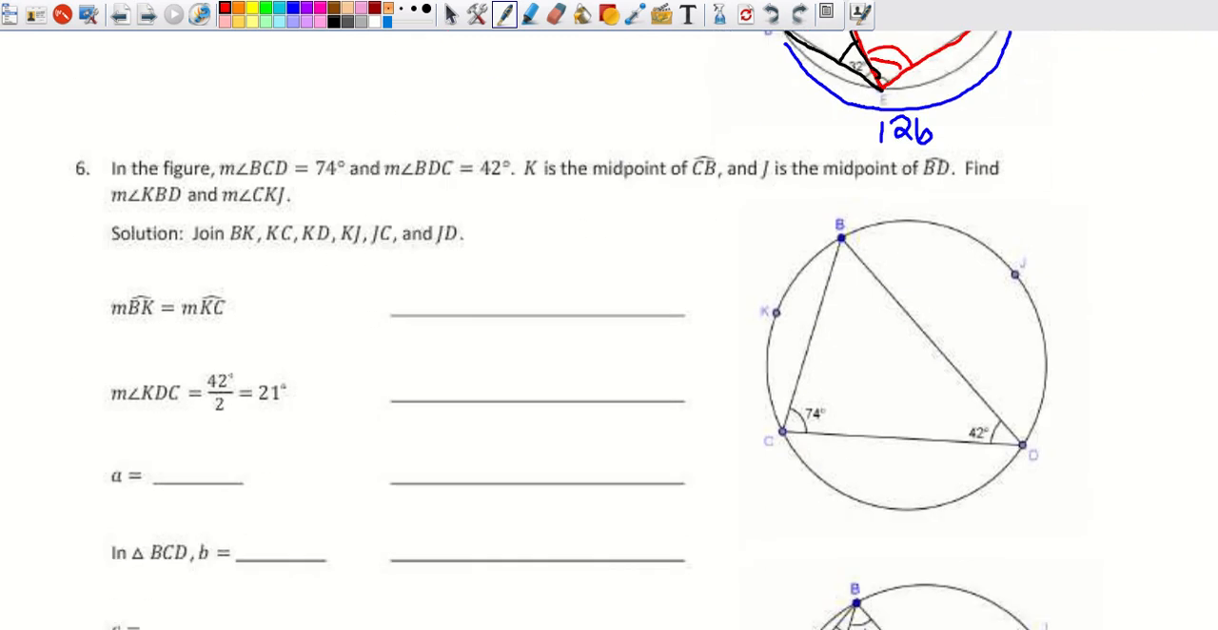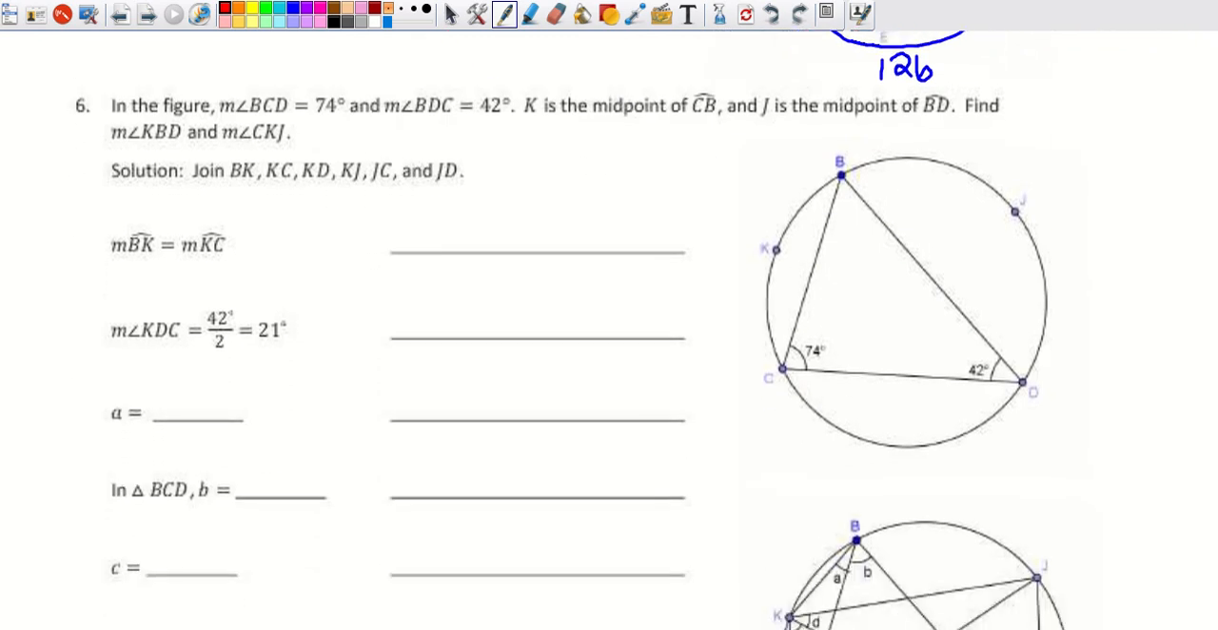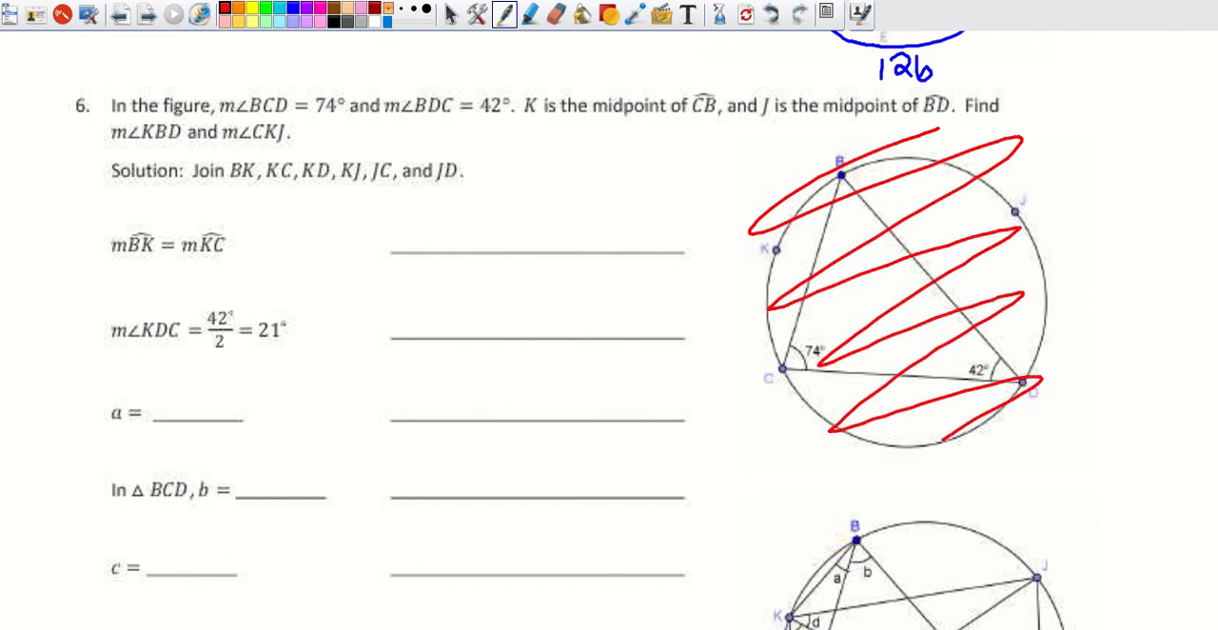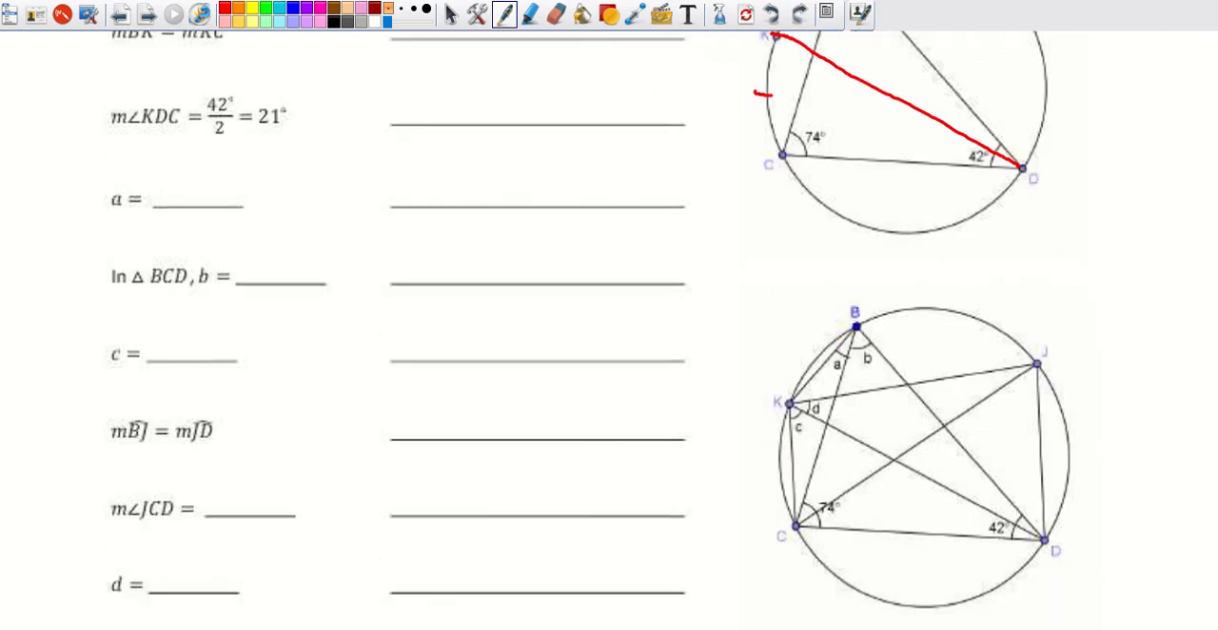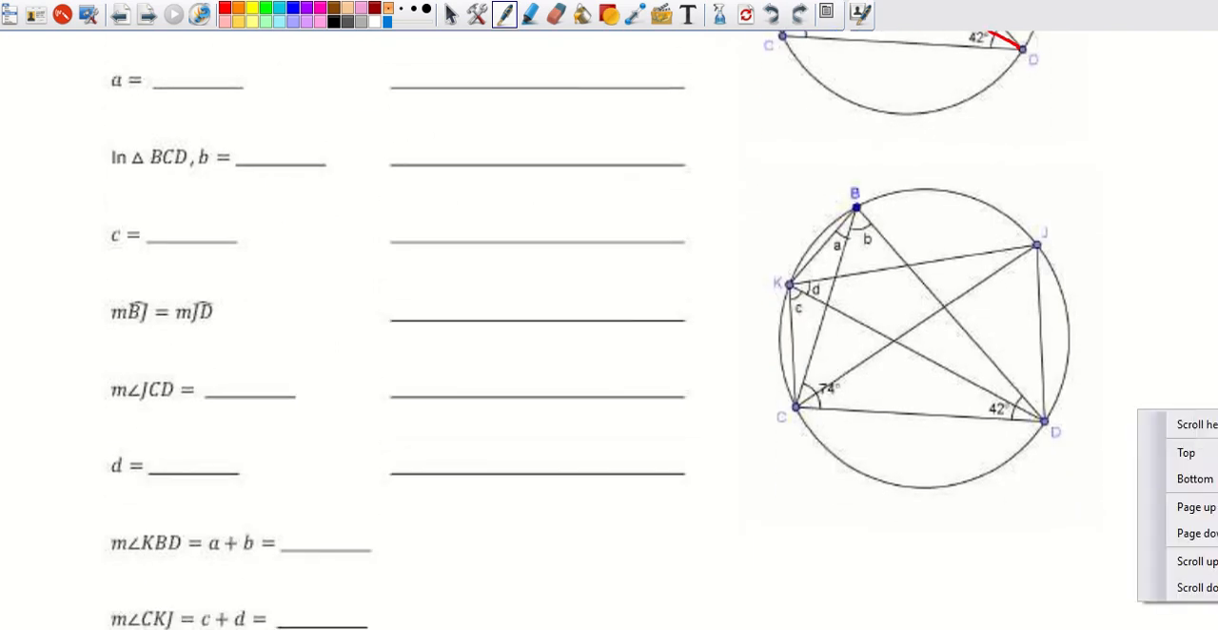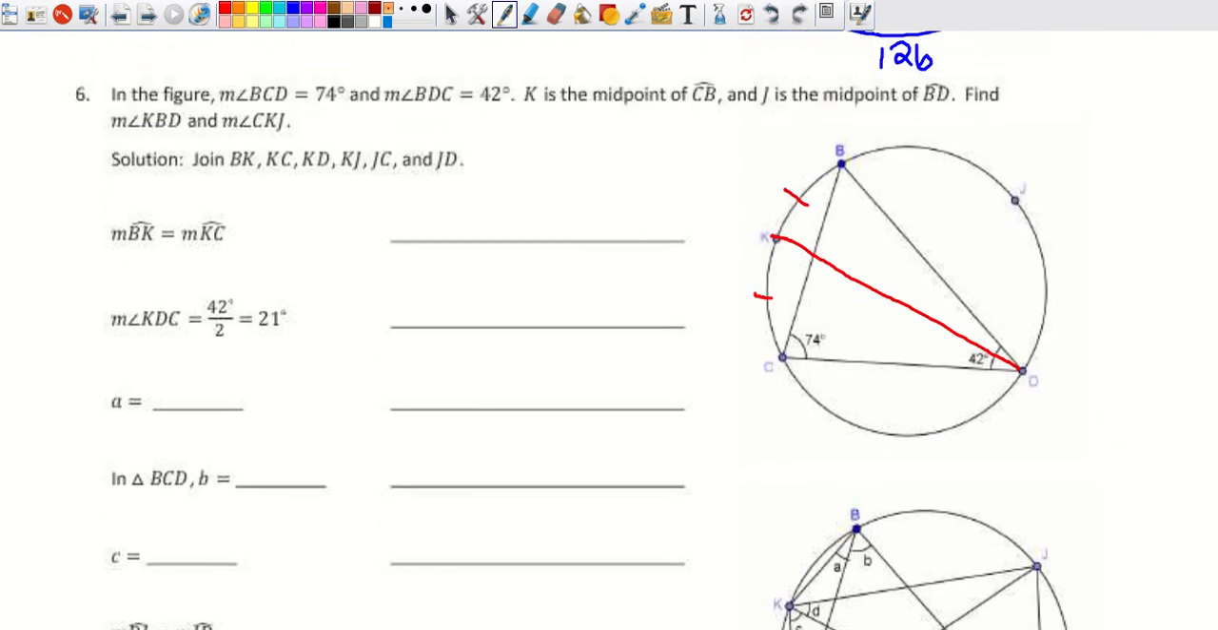Okay. Question number 6. What I want you to do is we're going to ignore this right here. What we know is that K is the midpoint of CB. So really what happens is this. If this is the midpoint of this, we draw this line in, which is already done from the diagram down here. So we're just going to use this bottom diagram. These two angles have to be equal.